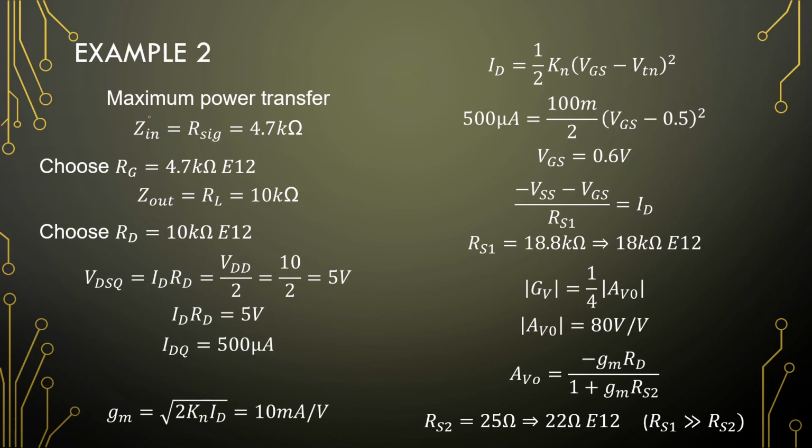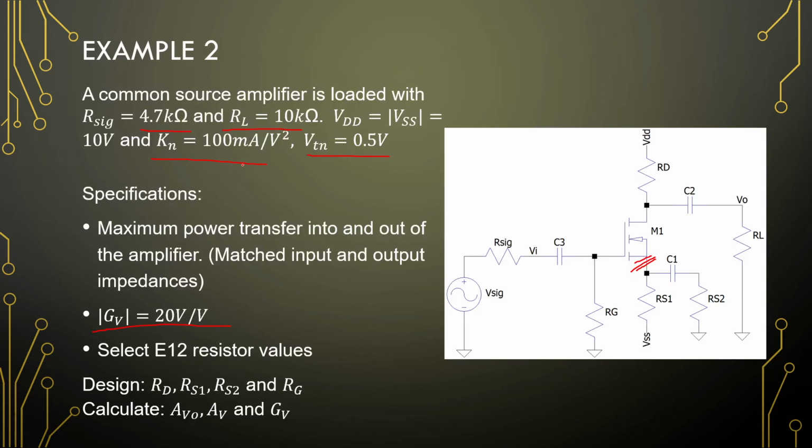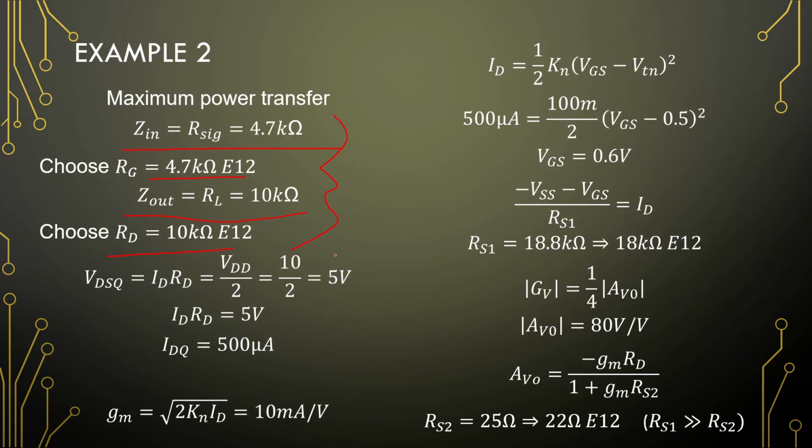Since our design is for maximum power transfer in and out, Zin is our R6, so our RG value is 4.7 kilo ohms. Z out is equal to our R load, so our drain resistor is 10 kilo ohms. So two resistors, the choice was fairly easy. Now the only thing in the end is we should hope that our transistor that was given or chosen provides enough current per volt squared to actually achieve the gain that we had. So what happens next is entirely up to the transistor that was chosen.